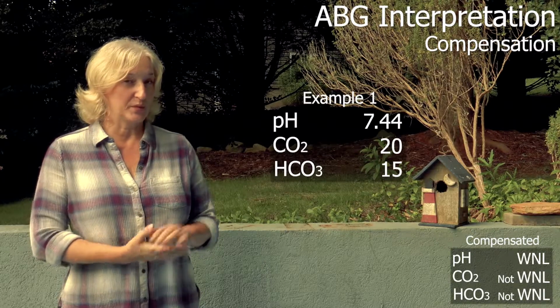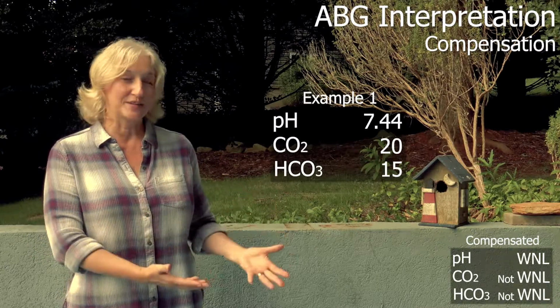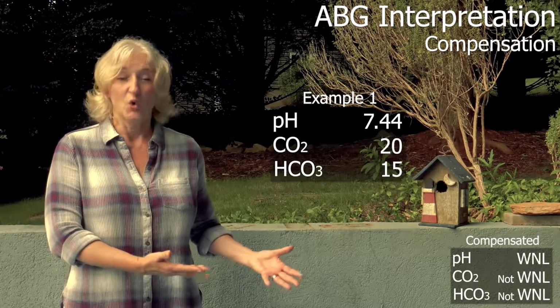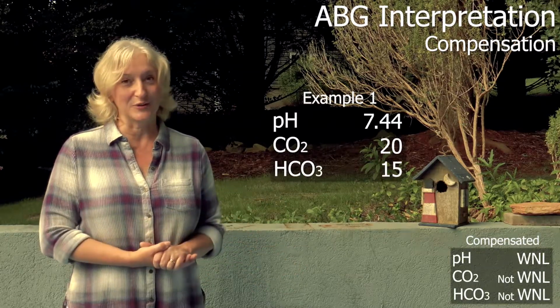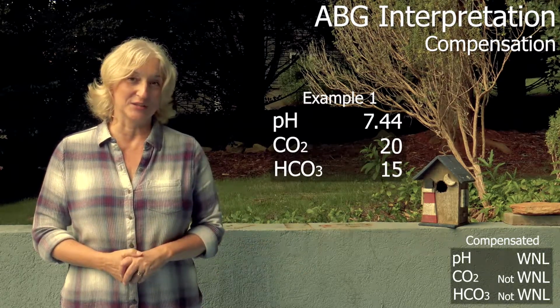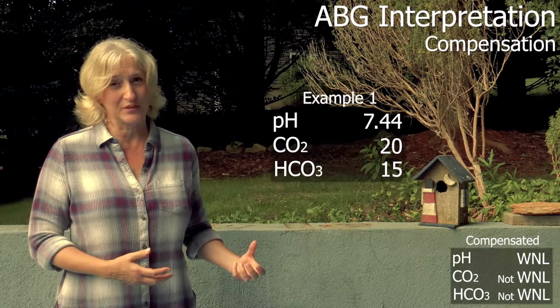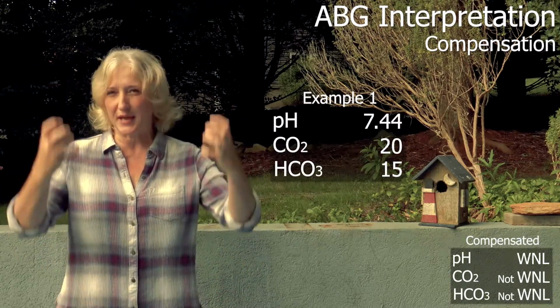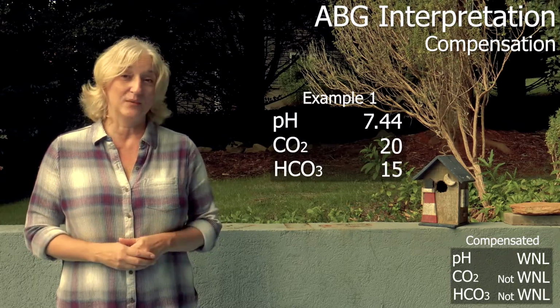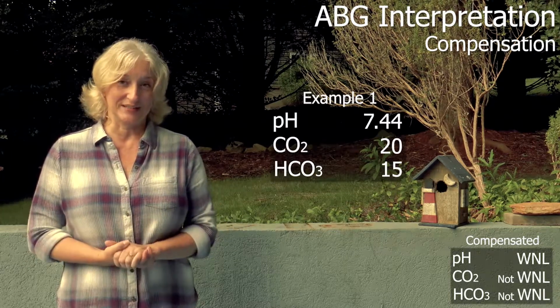Now, why is it compensated? ROME told me the problem was respiratory, so why is my HCO3 down here at 15 looking ridiculous? Well, it is because these two are like a great old married couple. When one's in trouble, the other one kicks in there and tries to be the solution. So my HCO3 is at 15 because it's pulling hard on that pH, trying to get it within normal limits. If it does, then we say it's a compensated blood gas.